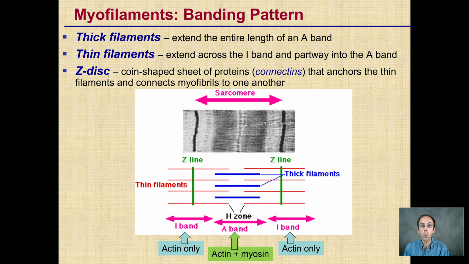Those Z discs are coin-shaped sheets of proteins, and they anchor the thin filaments and connect the myofibrils to one another. So you have these anchor points, which help pull it together when something contracts, because if they just slid all over the place, there'd be no contraction. Those two fibers are sliding across, and that's pulling in the ends, condensing the total length and causing that contraction to occur in muscles.